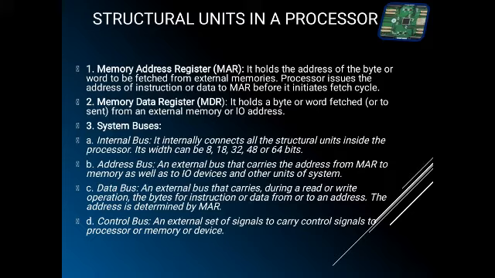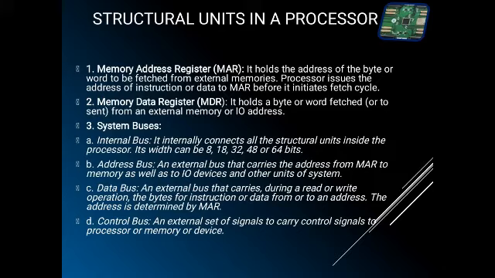So whenever we are going for a processor, we have the memory address register. It holds the address of the byte or word that should be fetched from the external memories. The processor issues the address of the instruction or data to the memory address register before it initiates the fetch cycle. Then the memory data register holds the byte or word fetched from external memory or IO address.